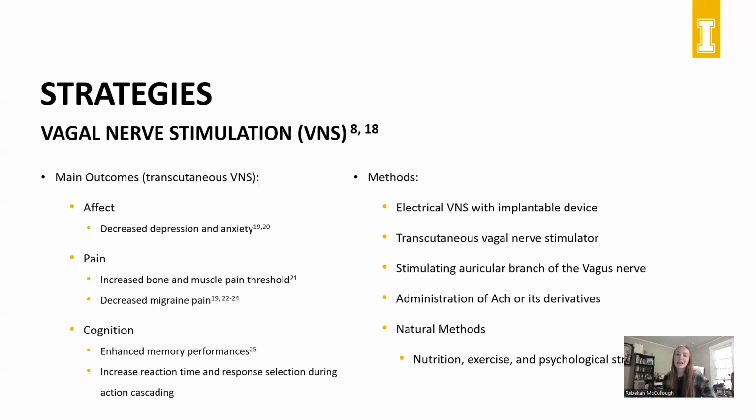Some other methods would be administration of acetylcholine or its derivatives. The thing with all of those methods is obviously we won't be doing those in the athletic training room unless we are at a place with a lot of money or research, really research heavy and has access to a lot of those cool things. However, there are some natural methods to get that vagal nerve stimulation using things like nutrition, exercise, and psychological stress.